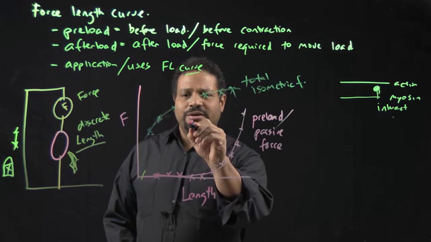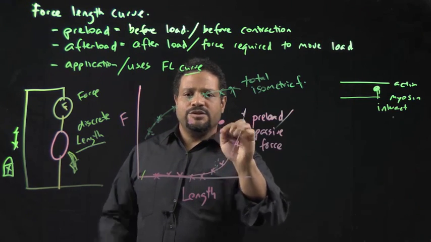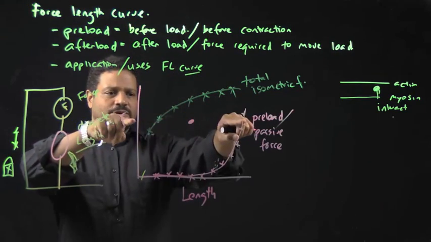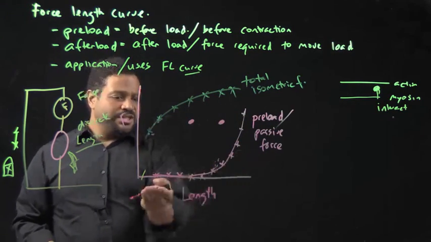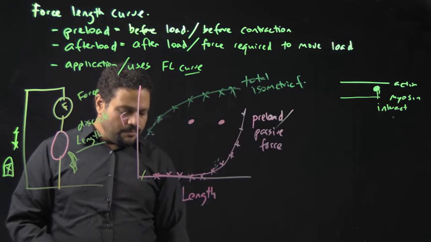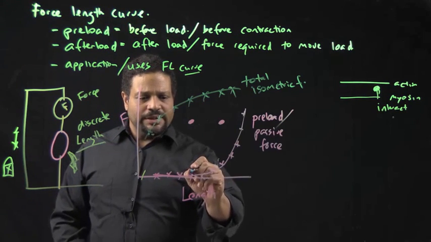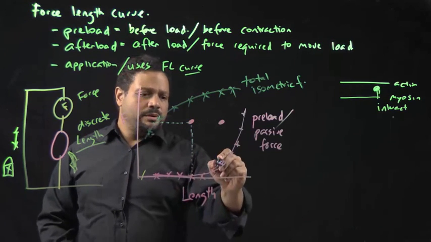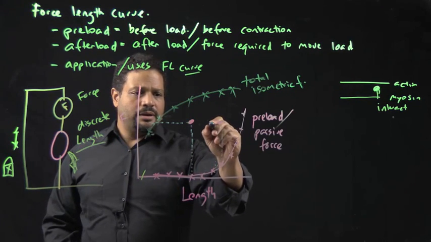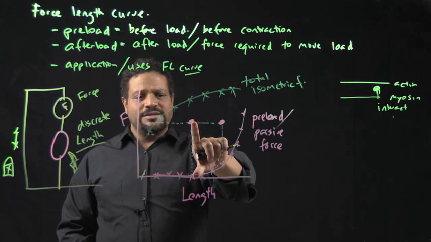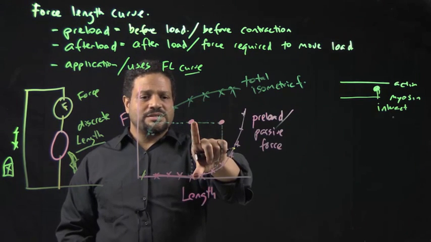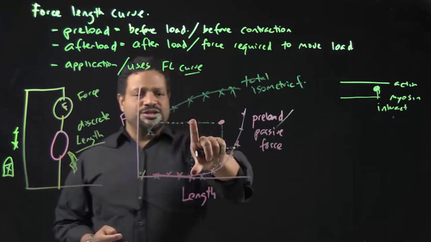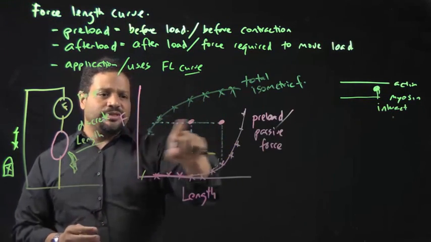So for a given afterload, the force is the same, but I'm changing the length. We'll draw the lines up here and across here. Draw these lines up here and across here. What you'll notice here is that you have to generate a lot more force, okay? A lot more actin-myosin interaction to generate that force to move this load.